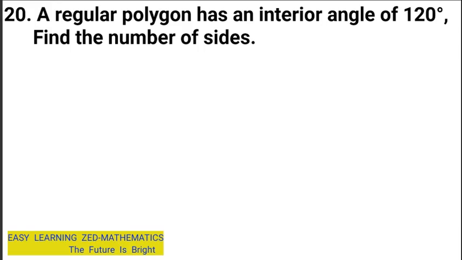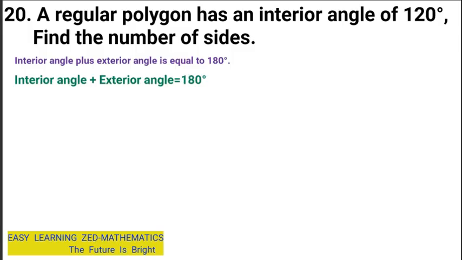So we're going to use a property which is interior angle plus exterior angle is equal to 180 degrees. This is the property we're going to use to find the degrees of the exterior angle, since we're given the interior angle. So we're going to write the expression: interior angle plus exterior angle is equal to 180 degrees.